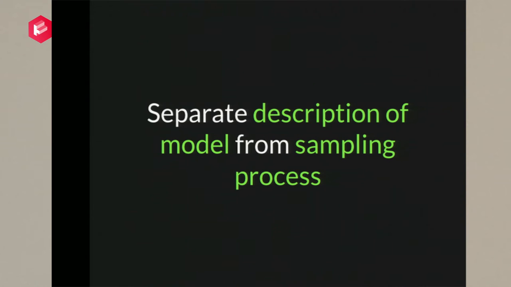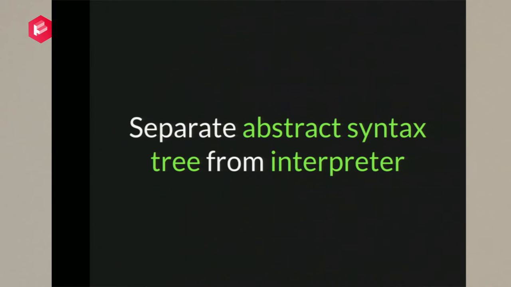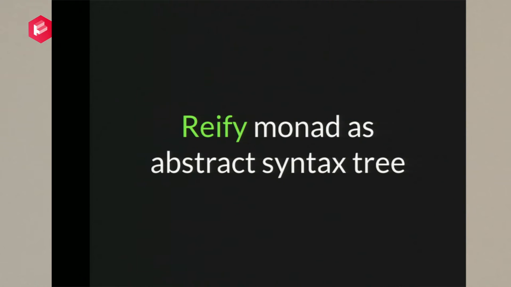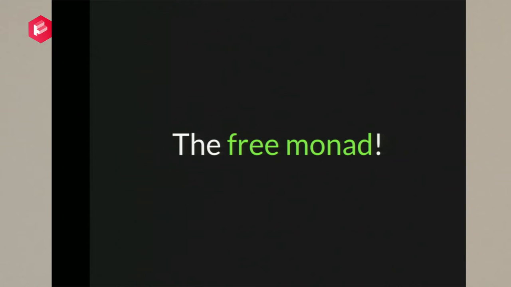Right, so this idea of separating the description of the model from the sampling process is an instance of a more general idea, which we might call separating the abstract syntax tree from the interpreter. And if you've watched, say, Runar's talks or other things, then you would have seen this idea of defining an algebra and an interpreter for the algebra as a very common pattern in functional programming. And here we have an algebra which has a monad structure, and we want to define an interpreter for it, which is a sampling. And this tells us, if we reify the monad as an abstract syntax tree, we're going to get the free monad. Oh, happy days, right? So our favorite little FP tool, the free monad, is lurking in here waiting for us.